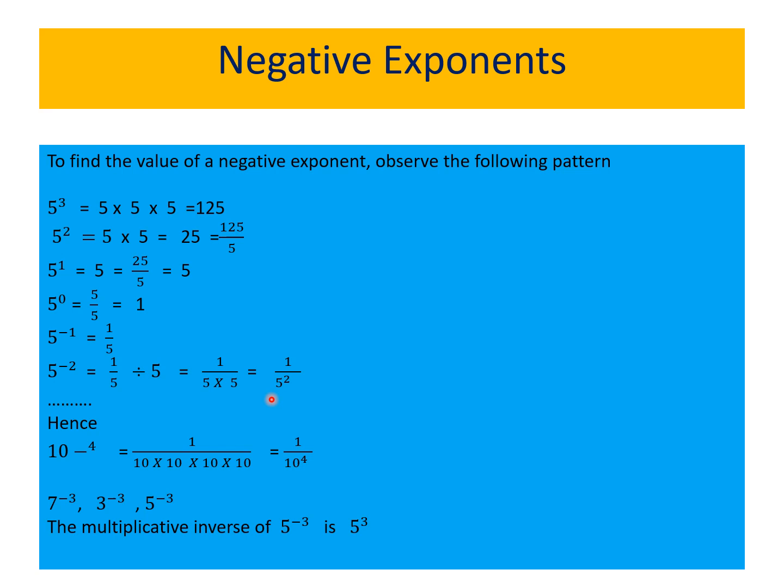In the same way, 5 power minus 3 and 5 power minus 4 can be written by dividing each answer by 5.